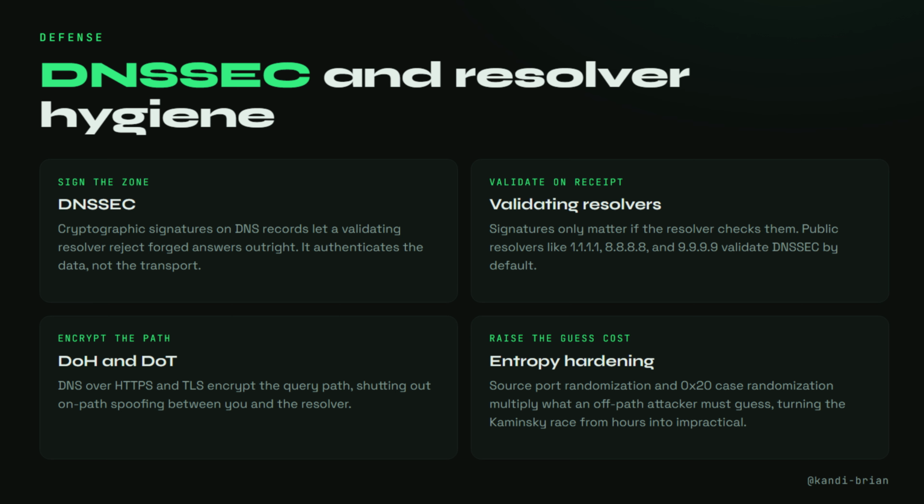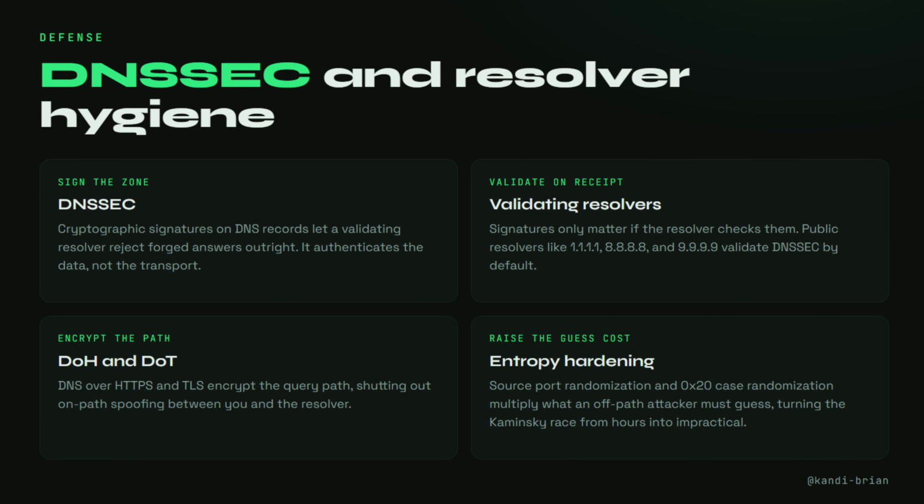Source port randomization and 0x20 case randomization, hex 20, where the resolver randomizes the letter casing of the query name and requires the response to match. Each measure multiplies what an off-path attacker has to guess, turning the race from hours of effort into something impractical.